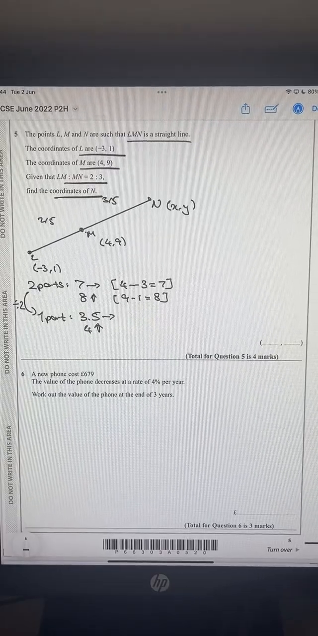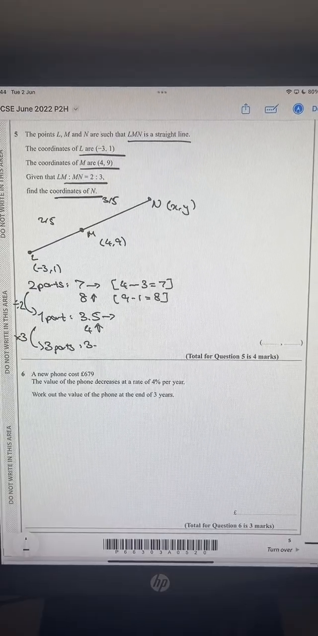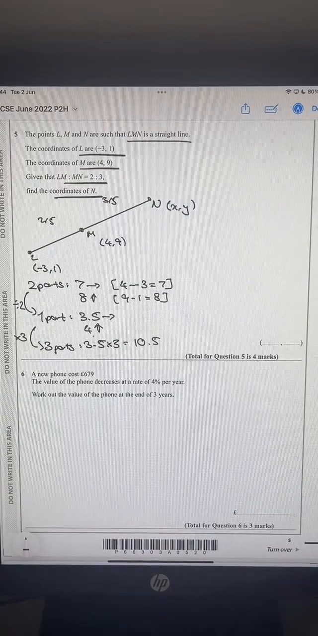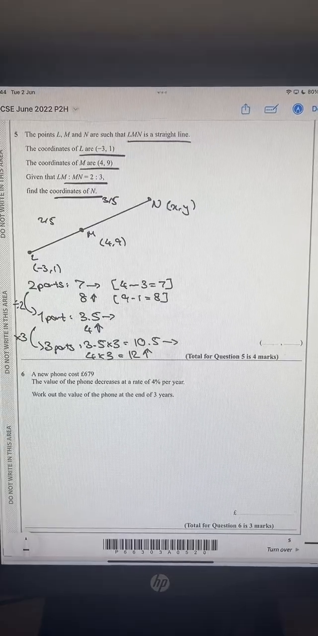Now I know that from M to N is 3 parts of this ratio, so I'm going to multiply by 3 to get 3 parts. So 3.5 times 3 is 10.5, and 4 times 3 is 12. So 12 up and 10.5 to the right.